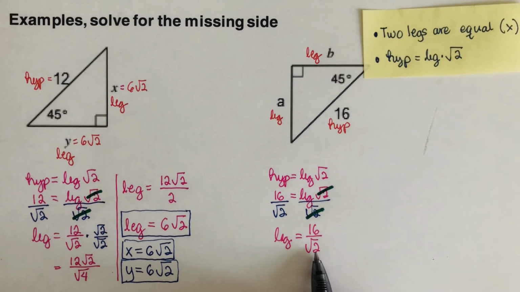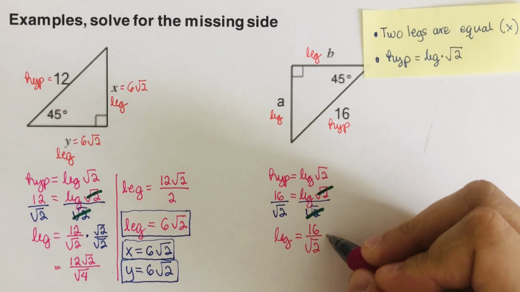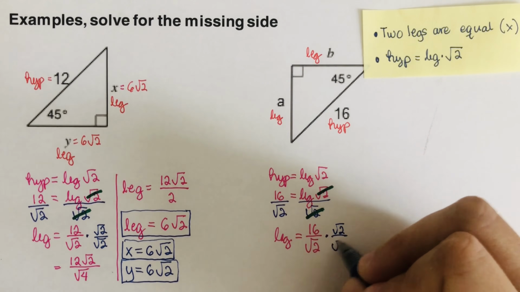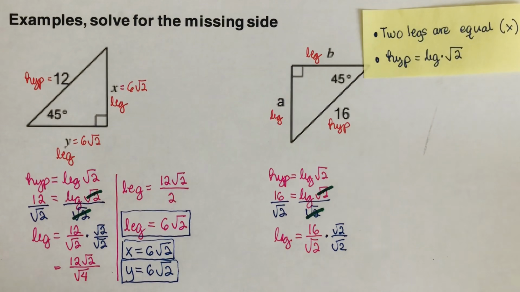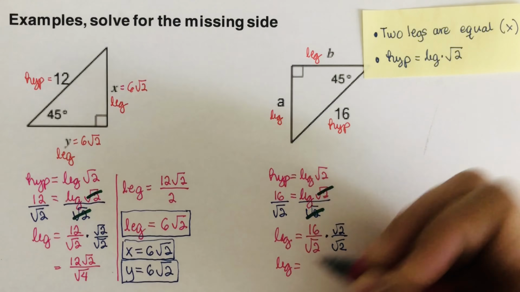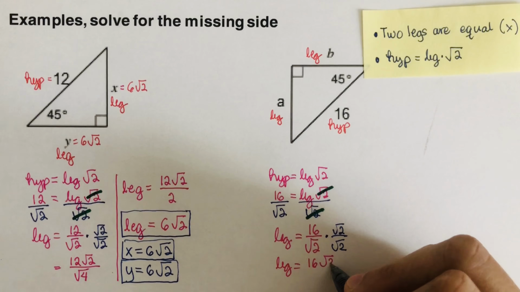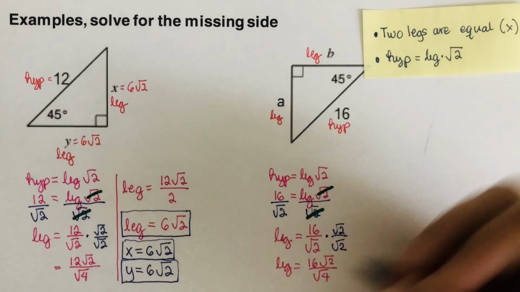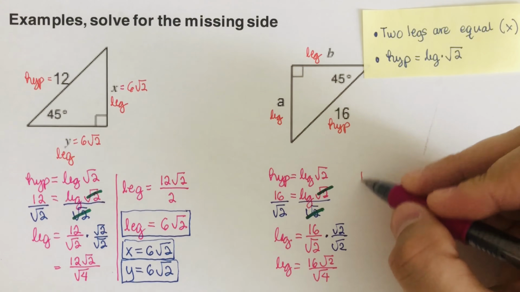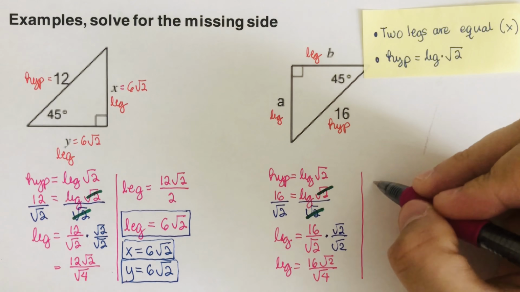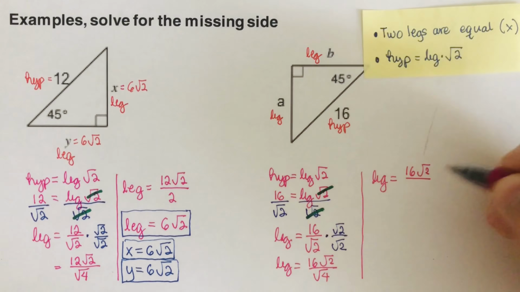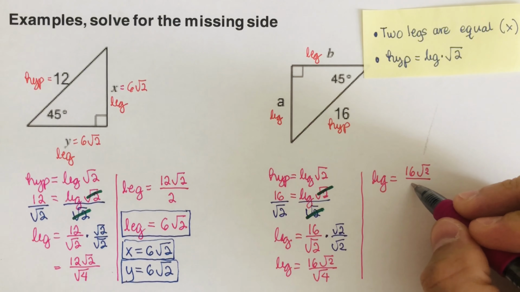And then again, there should be no radical at the bottom. So we multiply this by square root of 2 over square root of 2. We are left with leg is equal to 16 square root of 2 over square root of 4. And we can simplify square root of 4 just like how we did it over here. I'm going to write the work on the side here. So leg is equal to 16 square root of 2 over square root of 4 is 2.